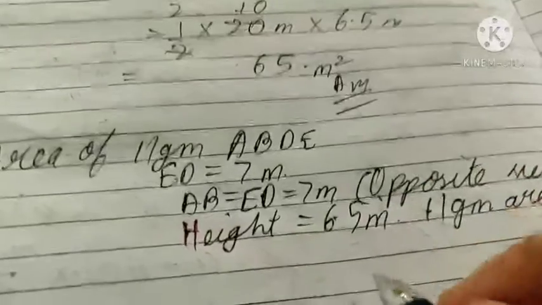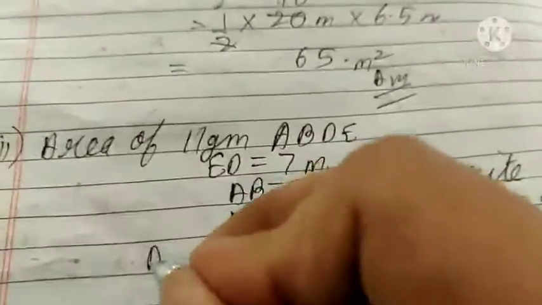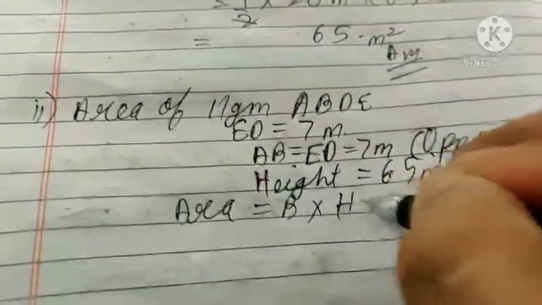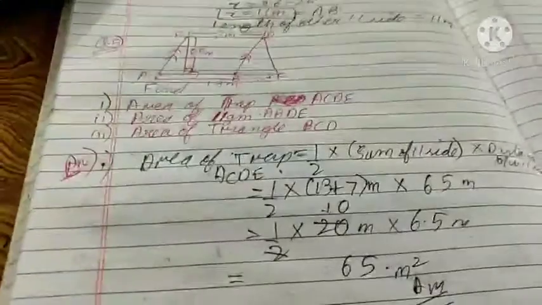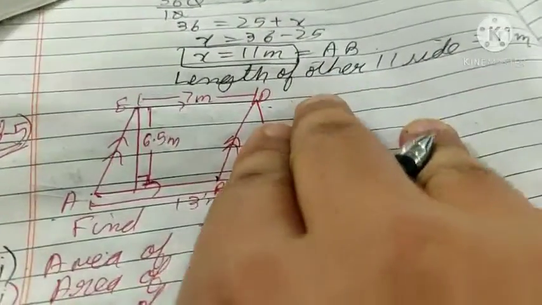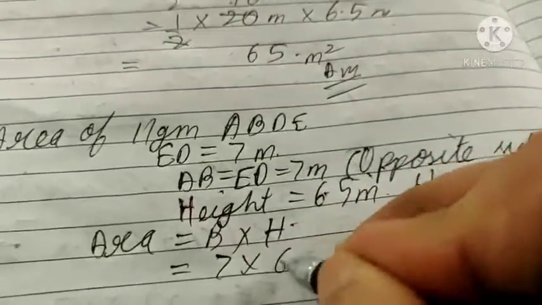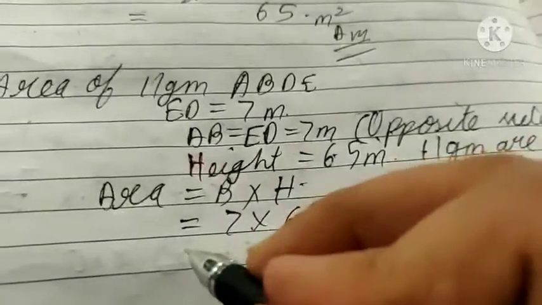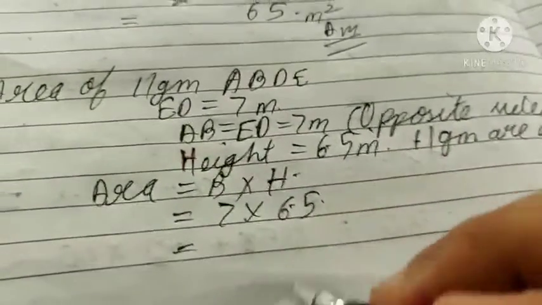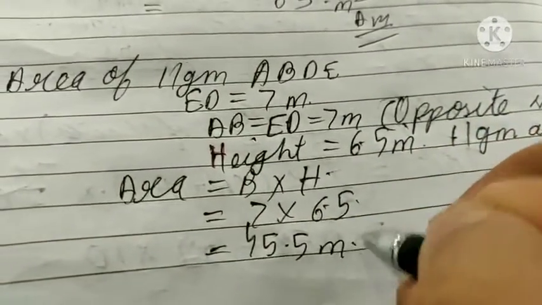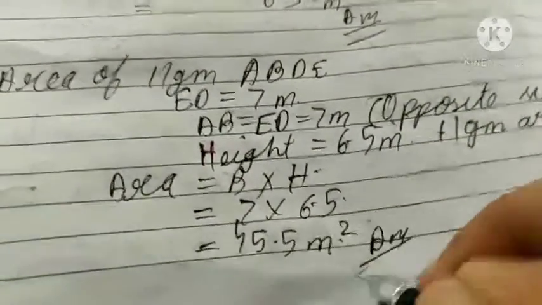So what next? Area is equal to base into height. Here the base is AB and the height is 6.5. So 6 into 7 is 42 and 0.5 into 7 is 3.5. So 45.5 meters square is the answer.